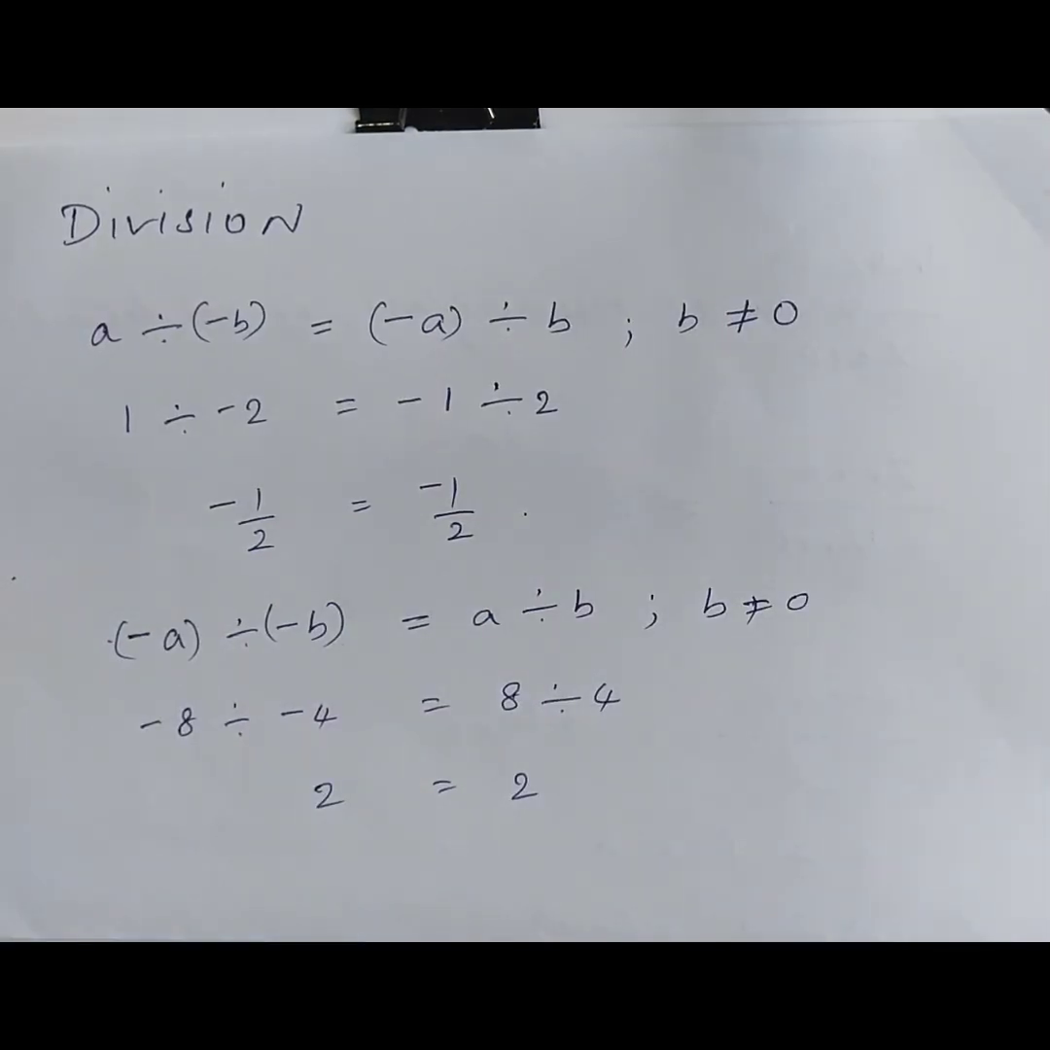Next, we are going to see the division of integers. If we are dividing two integers, either positive or negative, a divided by minus b is equal to minus a divided by b, where b is not equal to 0. b should not be 0. Then only this formula will be applicable. From the example itself, we can understand that left hand side is equal to right hand side.